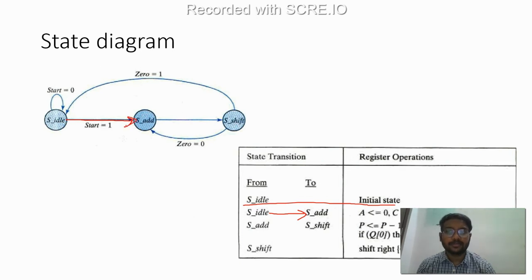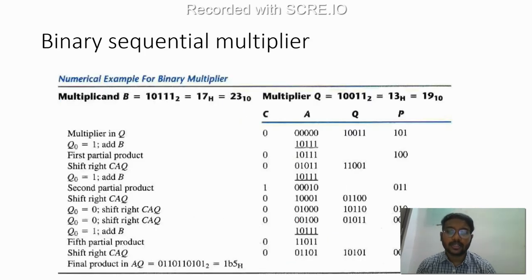So whenever you are moving from the idle state to the add state, what register operations do you do initially? You need to reset the accumulator, correct? Every time you should reset the accumulator, and you should load the values. In the B register you load the multiplicand, in the Q register you load the multiplier, and in the counter register you load the number of bits in the multiplier. So these are the initial steps that you need to do whenever you are starting the count, right?